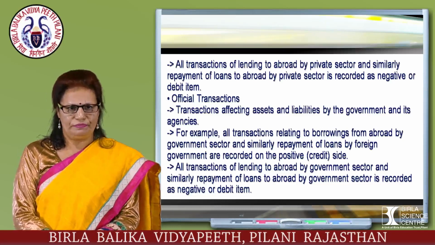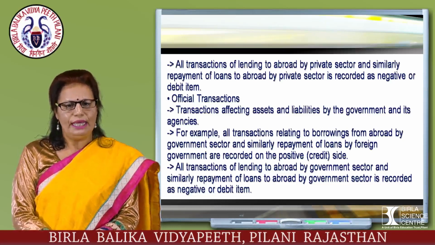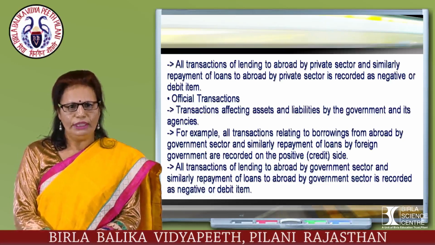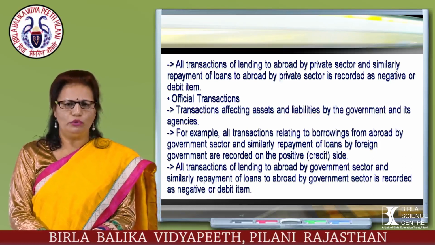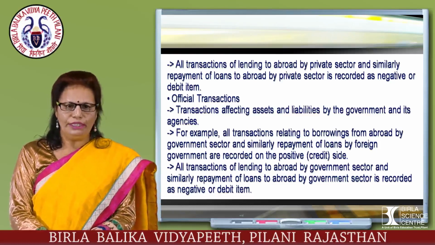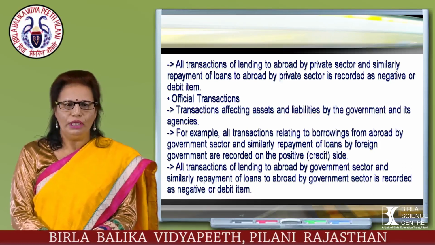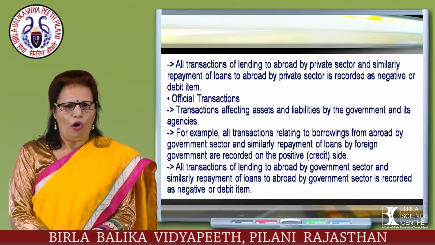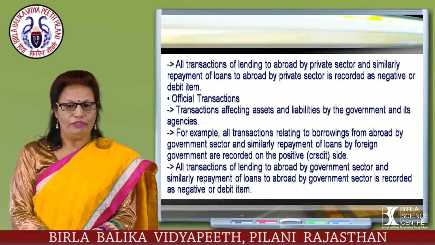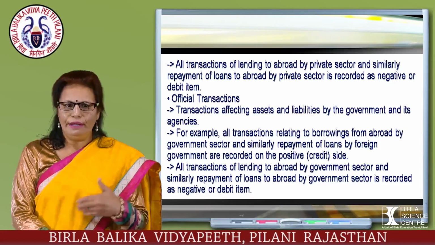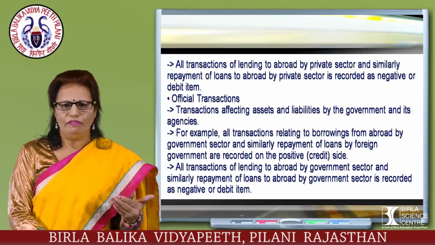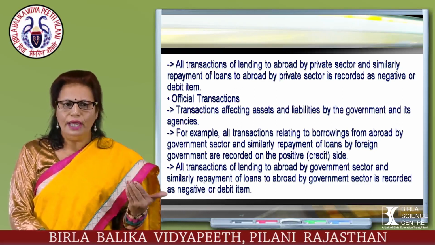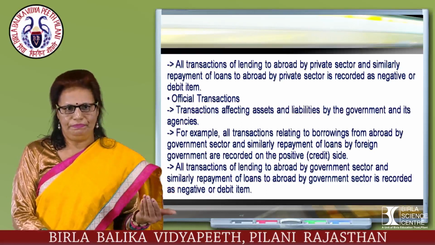Official transactions. These transactions affect assets and liabilities of the government and its agencies. For example, all transactions relating to borrowings from abroad by the government sector and similarly repayment of loans by the foreign government are recorded on the positive, that is credit, side. All transactions of lending to abroad by the government sector and similarly repayment of loans to abroad by the government sector are recorded as a negative or debit item.